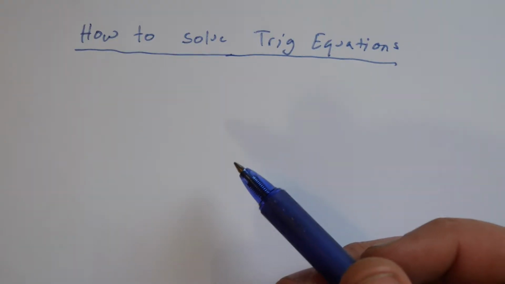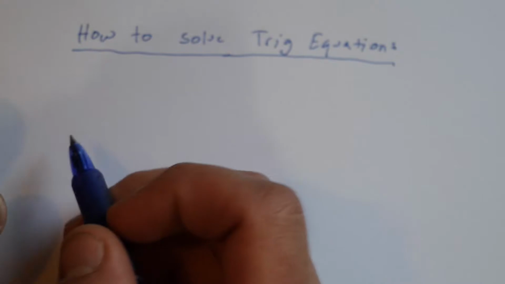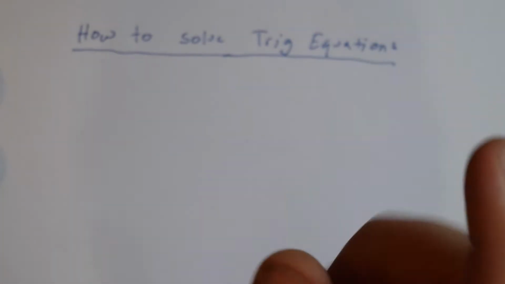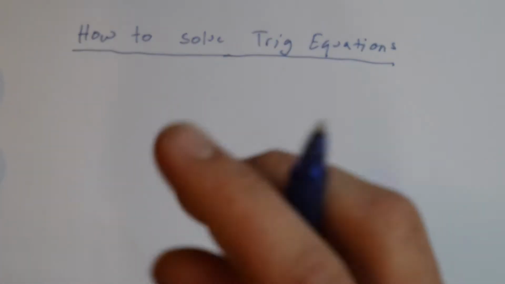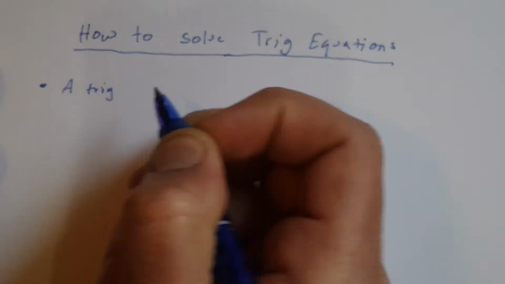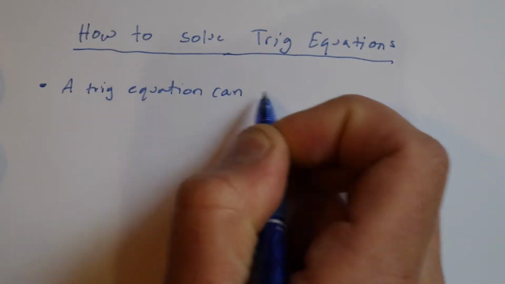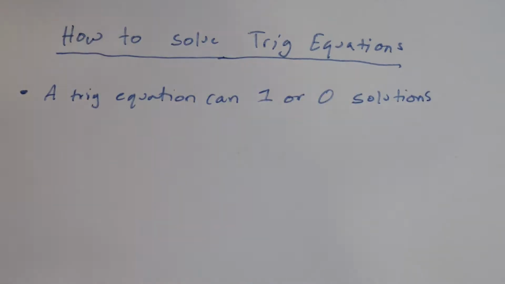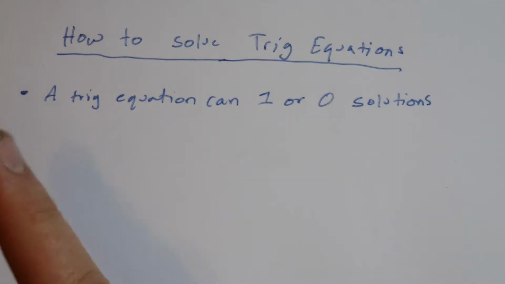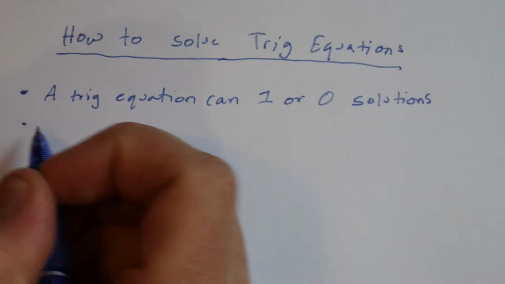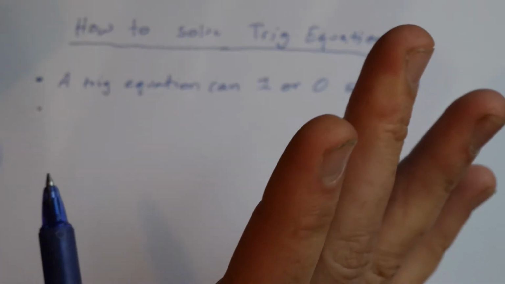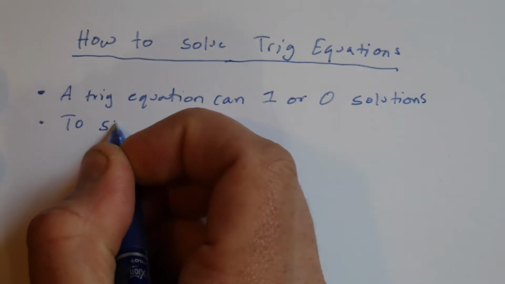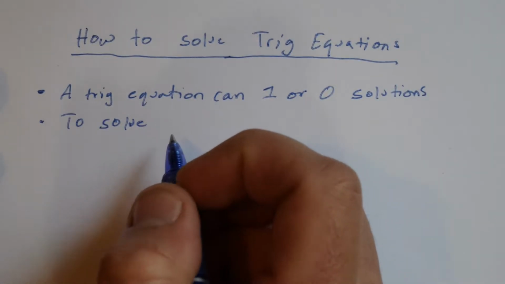First thing that you need to know is that a trigonometric equation can have one solution or no solutions, right? Just like normal equations. So you can have 1 or 0 solutions. There's only one more thing that we need to know right now, and that is that to solve a trig equation, we just isolate the trig functions, okay? Sorry, I know my handwriting is beautiful.